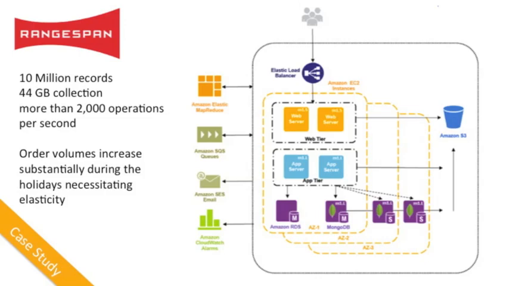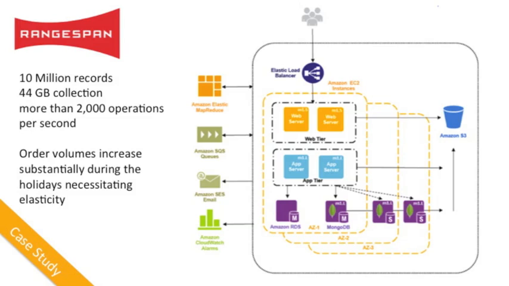Another example bringing some of these technical rules together is RangeSpan. So RangeSpan had about 10 million product records in about a 44 gigabyte collection. And on their infrastructure, they were hitting about 2,000 transactions a second. As shown on the right is their application architecture. So they have elastic load balancers, as I've shown in that pattern previously, distributing load over web servers and app servers in multiple availability zones.